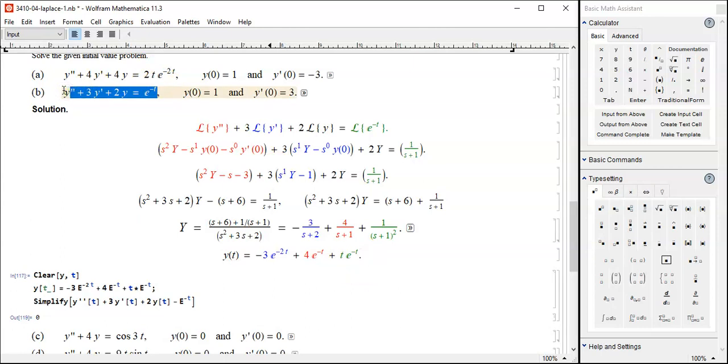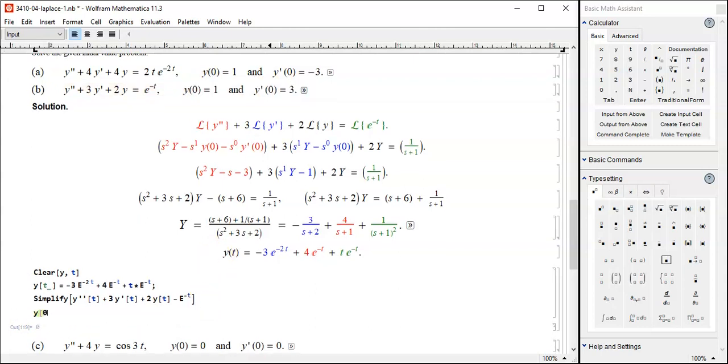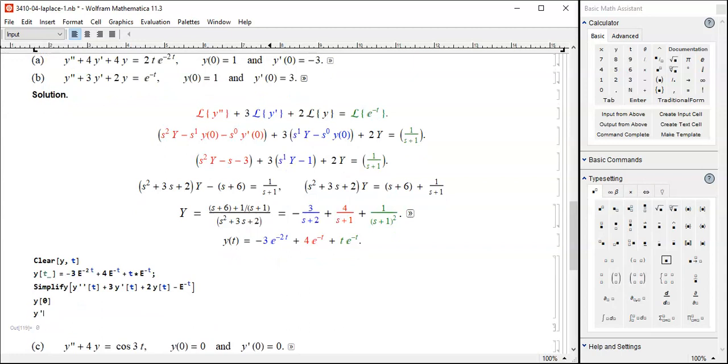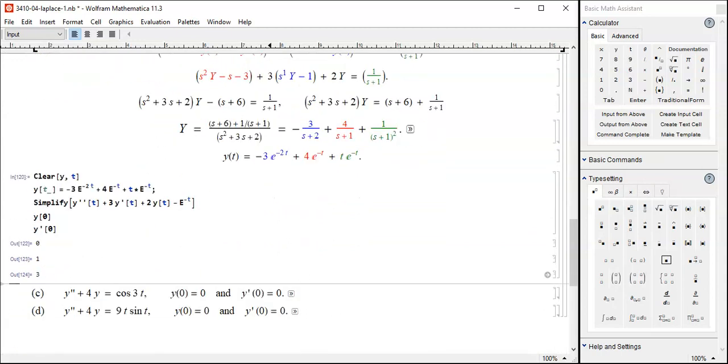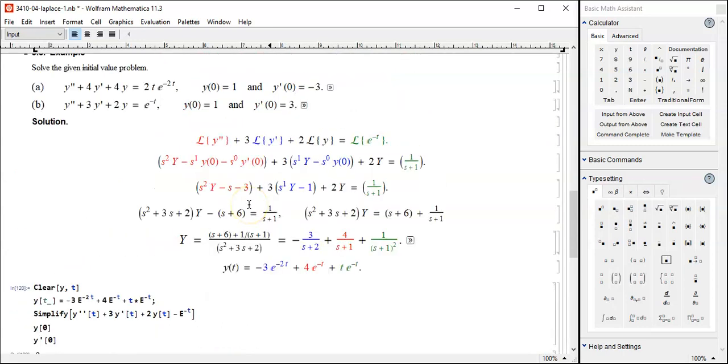Now, I'm not completely done yet. I've yet to check the initial conditions. So let's see. y of 0, what is it? y prime of 0, what is it? Are they 1 and 3 respectively? Yes, they're 1 and 3 respectively. So I checked everything with Mathematica, and finally everything checks out.